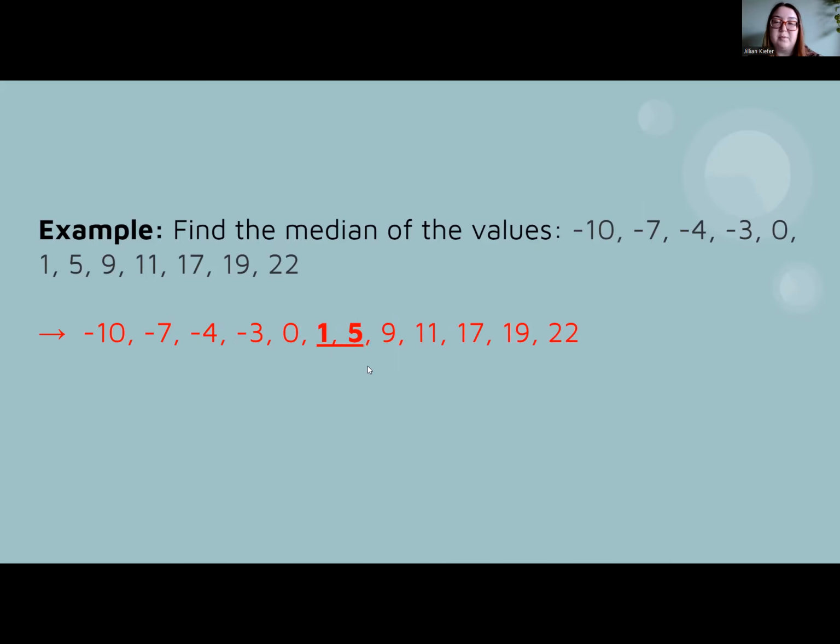So we said before that we need to take the mean of the two digits in the middle, meaning that we add them together and divide by 2. So 1 plus 5 is 6. 6 divided by 2 is 3. So for this set of data points, the median would be 3.